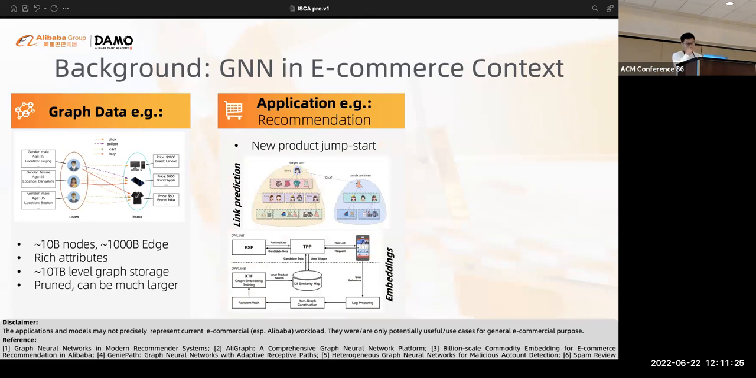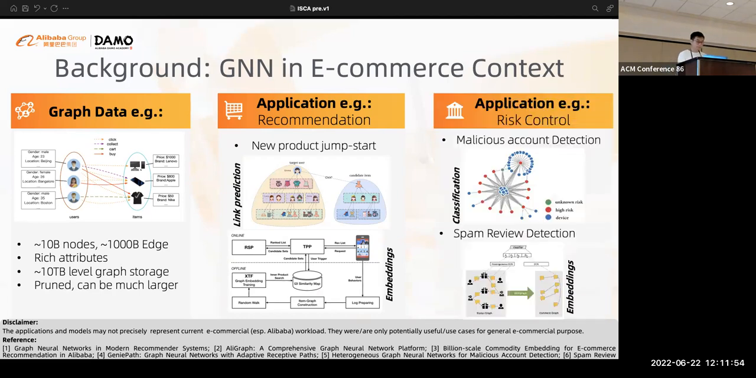People in Alibaba have been working on GNN algorithms for a long time. Here are some examples. For the application, when you have the graph like this, you can simply do link prediction, which allocates the potential customers for a new product. And also, GNN has been proved a good way to generate the embedding table for either the customer or the product to feed into the online recommendation pipeline. Other uses could be, for example, risk control. You can find fake IDs, fake accounts, or you can do spam review detection, etc.